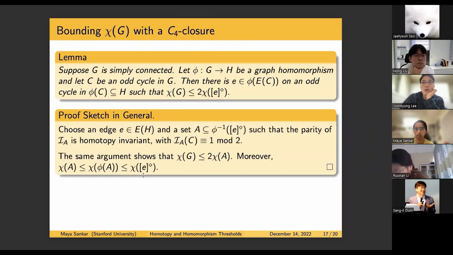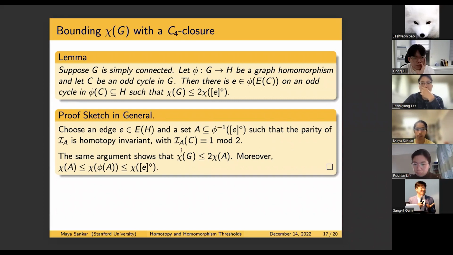So in general, we want to do the same thing, but where we pick a homotopy invariant that works well for us. So we want to pick a homotopy invariant I_A, which is odd on the odd cycle. And then we will know it's odd on every other odd cycle too. And we also want it to have the property that A is a subset of phi inverse of a C4 closure. So I'm not going to talk about how you pick this edge and pick this set A, but this is essentially going to be one of the other homotopy invariants that I put on the previous slide.